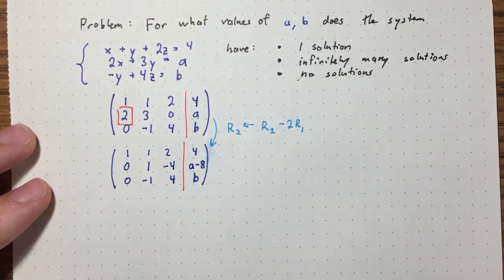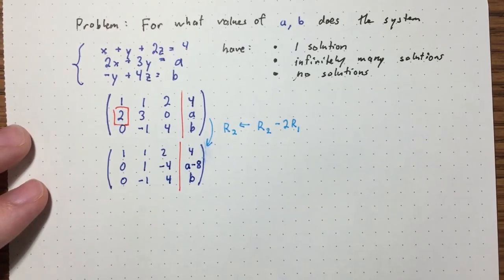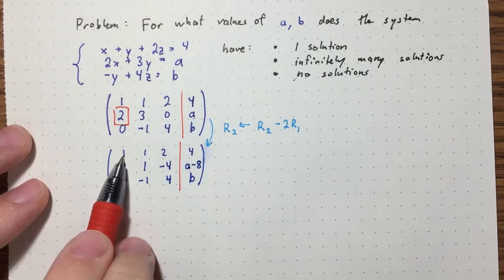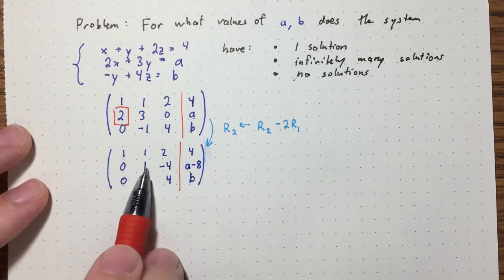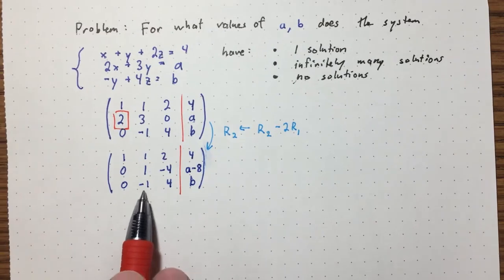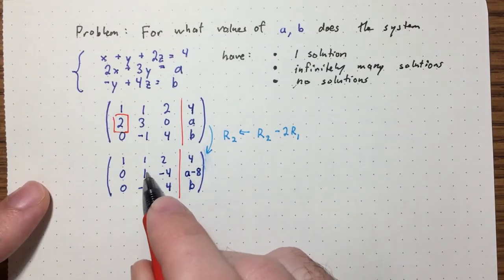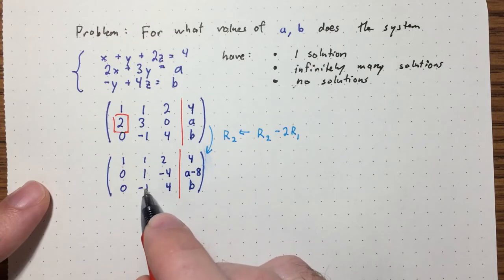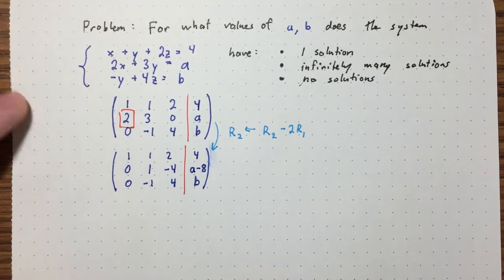We have a 1 there. Is this in row echelon form yet? It's not, right? Because we have a pivot here. This is the first non-zero entry in this row, the leading non-zero entry. Here's the leading non-zero entry in the second row. But the leading non-zero entry in the third row is not strictly to the right of the leading non-zero entry in the second row. So I need this to be 0 and my non-zero entry to be somewhere over here.